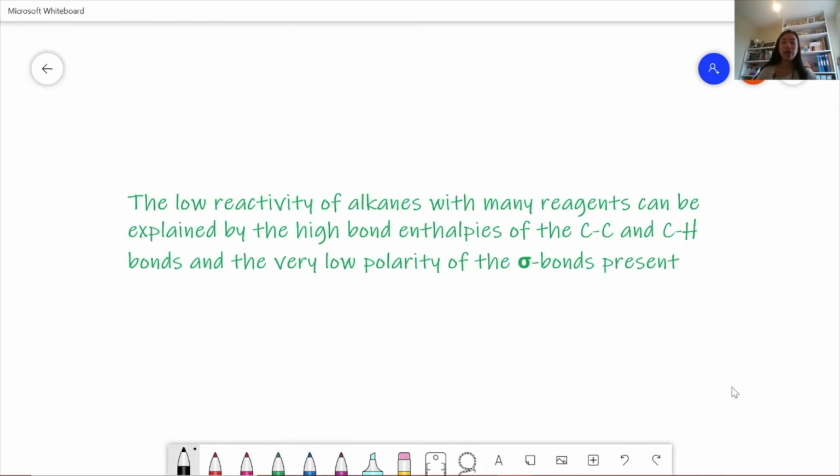One thing that we have to know is that the low reactivity of alkanes with many reagents can be explained by the high bond enthalpies of the carbon-carbon single bond and carbon-hydrogen single bonds. And so it takes more energy to break these bonds, and therefore they are less reactive. Also, the low reactivity of alkanes can be explained by the very low polarity of the sigma bonds present.